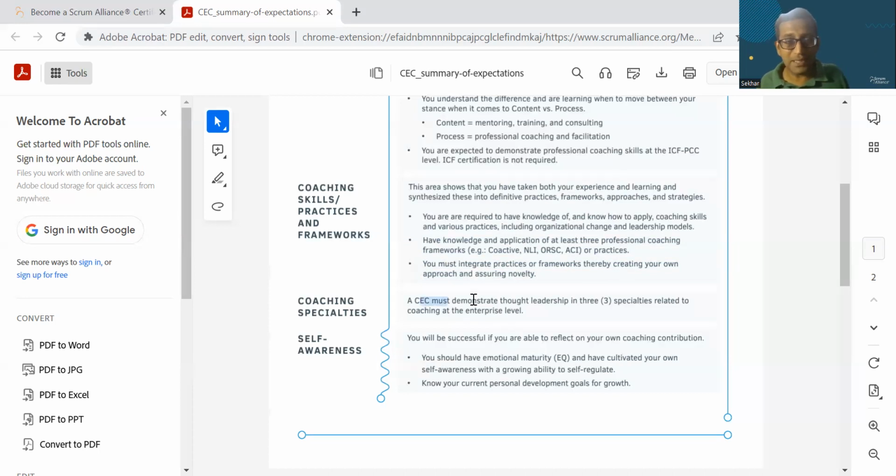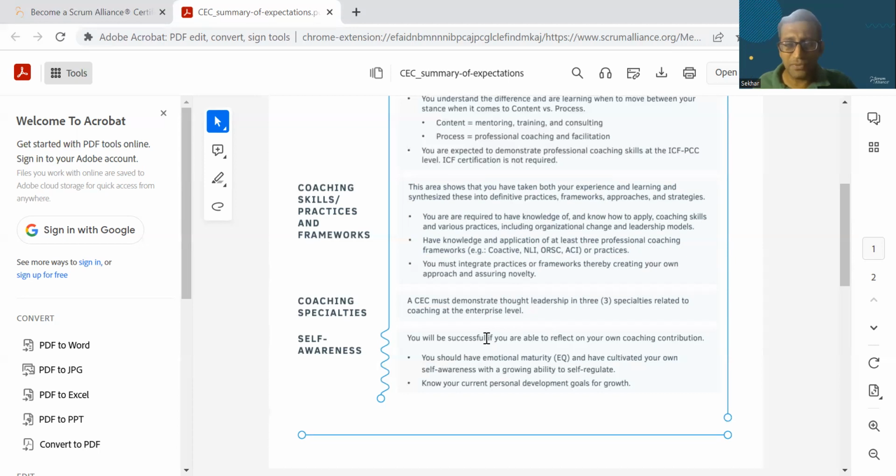And a CEC must demonstrate thought leadership in any three specialized areas related to coaching at an enterprise level. For example, one specialty I wanted to bring up is business agility. The other specialty might be organizational team. There are a few specialties listed out for you in the application. You have to pick 3 of them and see where you have that specialization.